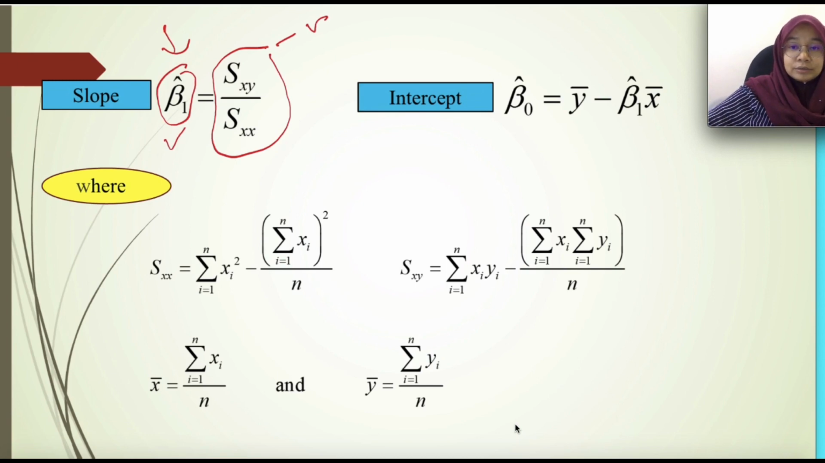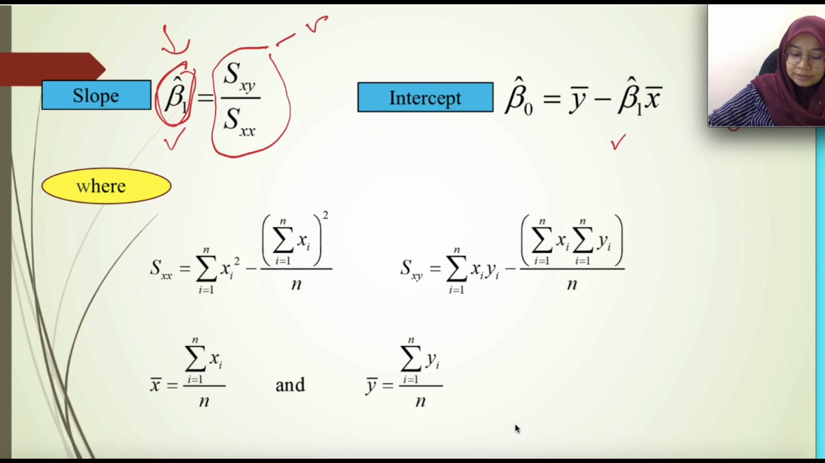How to get beta naught cap? Once you get this beta 1 cap, you can find your beta naught cap. What is X bar and Y bar? X bar is the average of data X, Y bar is the average of data Y. You can get them from the calculator.